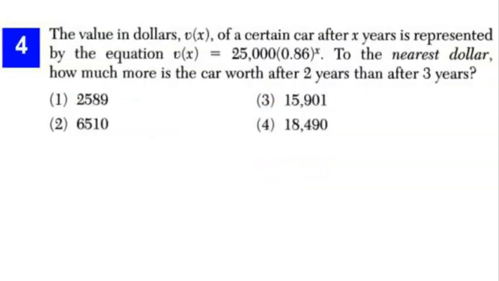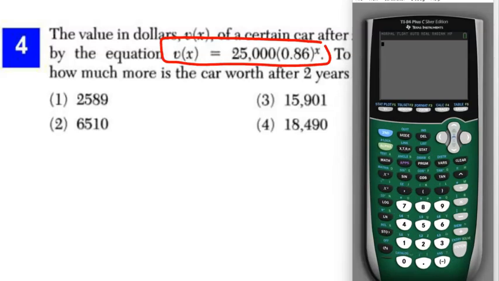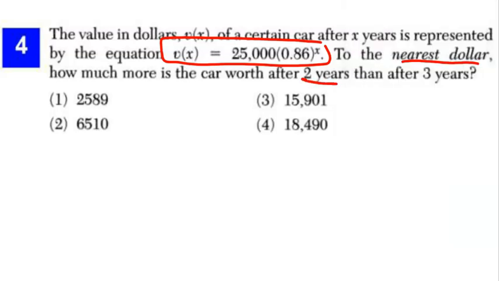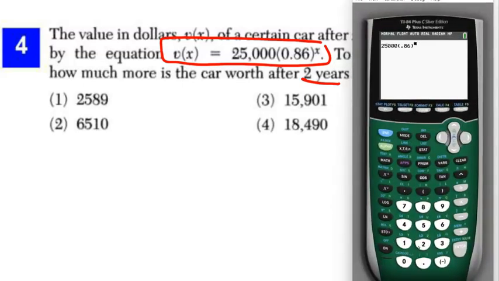Number 4 asks you to estimate to the nearest dollar how much more a car is worth after 2 years than after 3. So we're going to use this exponential function in our graphing calculator. On our calculator, we're going to type 25,000, multiply it by 0.86, and the first time, we're going to raise it to the power of 2, because the question says from 2 years to 3 years. And then the second time, copy and paste it, we'll change that exponent to a 3.